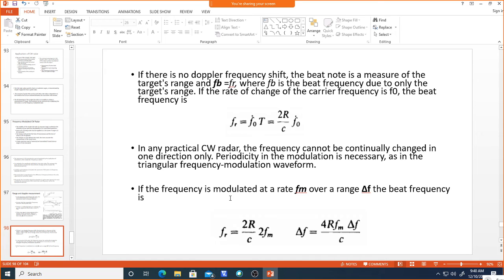Now if the frequency is modulated at a rate of fm over a range of frequency deviation delta f, the beat frequency can be defined using this equation. This is the message or modulating frequency, with the frequency deviation of delta f and the carrier frequency f naught. Now we can detect the frequency deviation as well as the beat frequency from these equations.